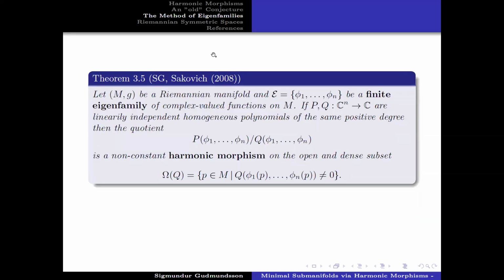Now, this was for me really a miracle. So let M be a Riemannian manifold. You have a finite eigenfamily. It means that all these elements are eigenfunctions of the Laplacian, and if you bring them together, they are eigenfunctions of the kappa operator of complex valued functions. If P and Q are linearly independent homogeneous polynomials of the same degree, we have a lot of them, then this quotient is a non-constant harmonic morphism.